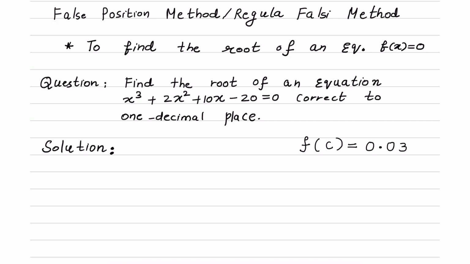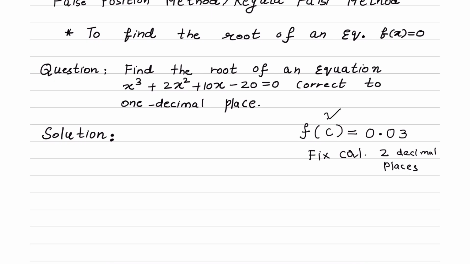So how many digits do you see after the decimal? 2 digits. It means you will have to fix your calculator up to 2 decimal places. That's the first thing that we shall do. So this is our goal, that we have to find some number c which, when we plug in f(x), gives us 0.0 and some digit. That is where we will stop. Okay, so let's start this question.